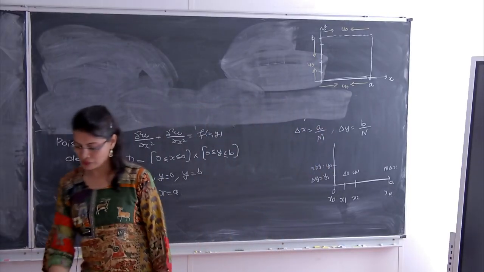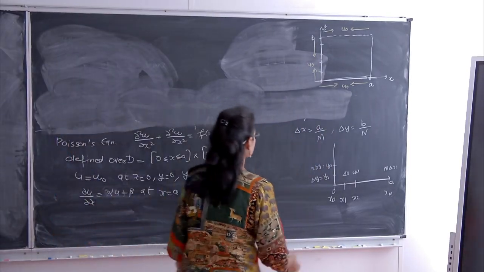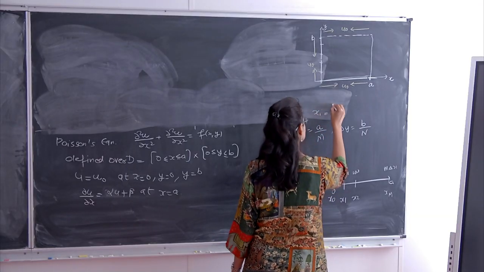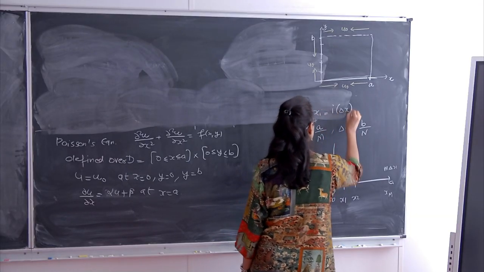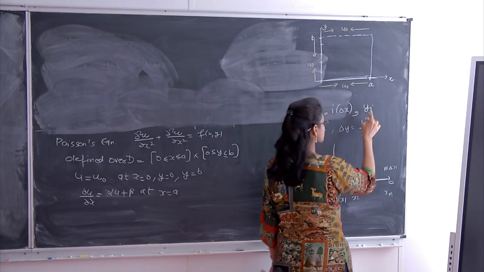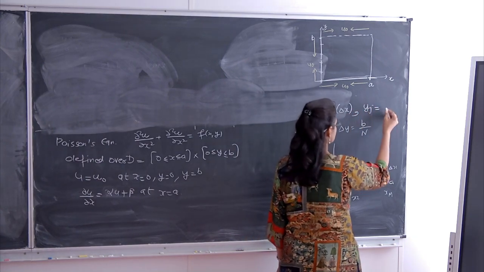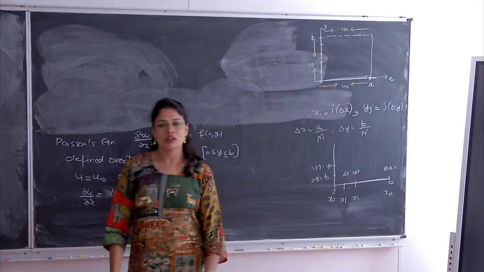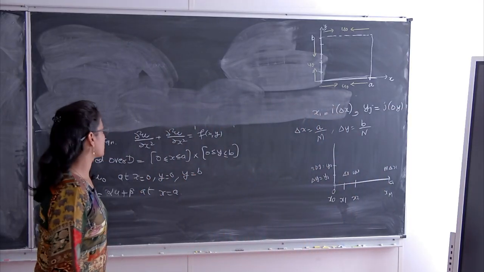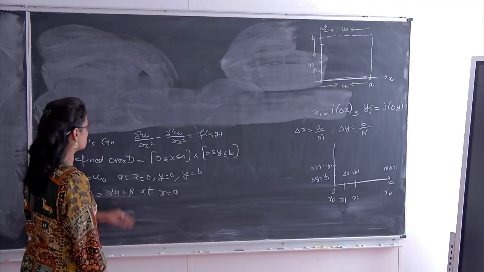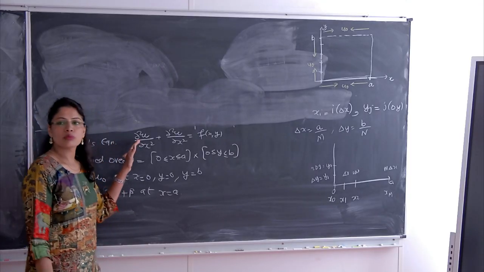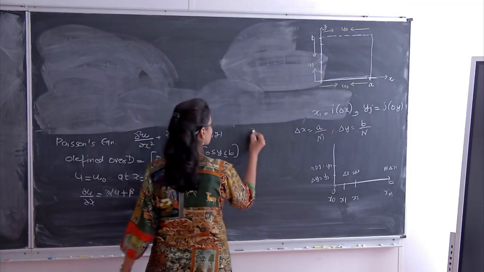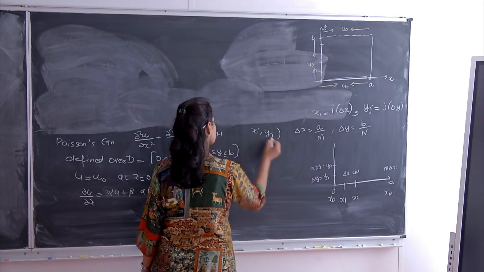Let me write down the points xi. The xi are just i times delta x, and for the y coordinates I am going to use the notation yj, which is j times delta y. So, you are given xi and yj. So, what we do in the finite difference method, you know, is discretize the problem at a particular point. Let us take the point as xi, yj.